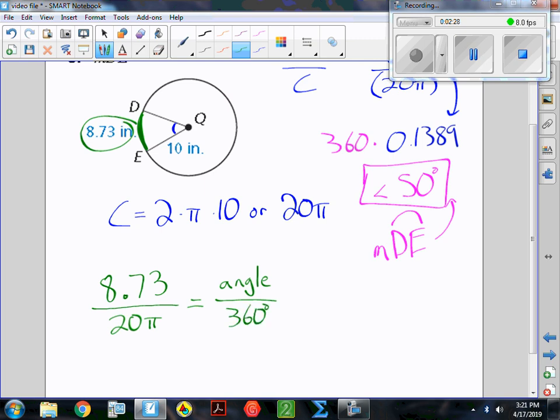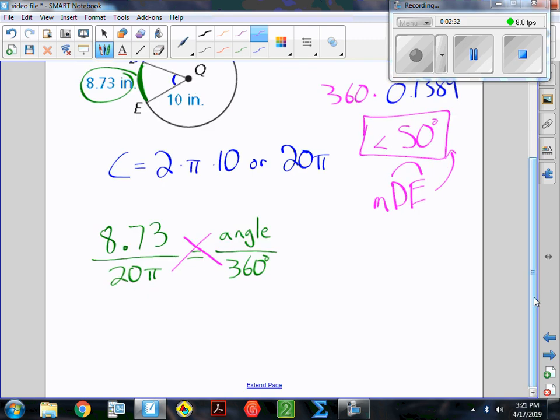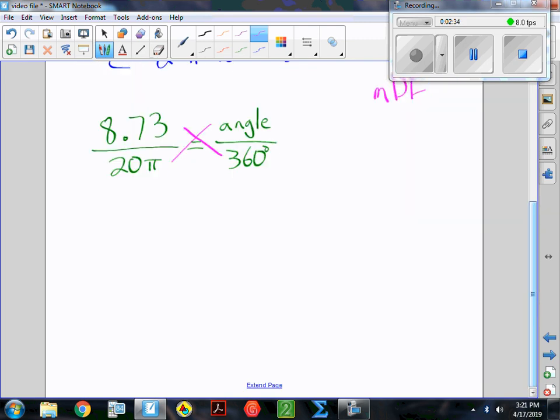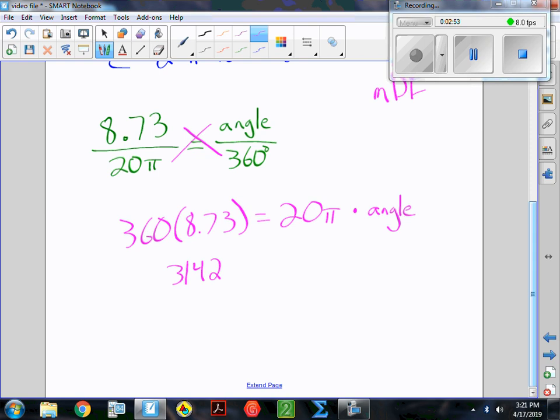So again, when you get stuck, you can use that backup equation as a way to help you figure out what math to do. So 360 times 8.73 is going to equal 20 pi times my angle. It's going to do the same math I did before, but it tells you what math to do. So 360 times 8.73 is 3,142.8, and that's going to equal 20 pi times my angle.